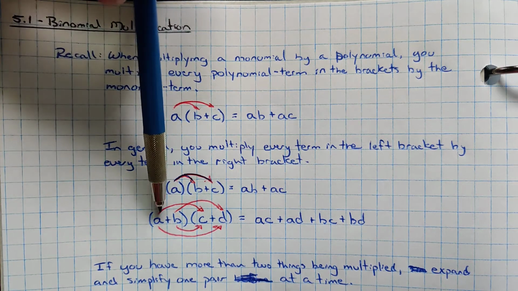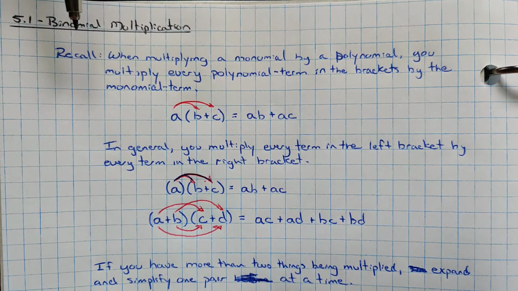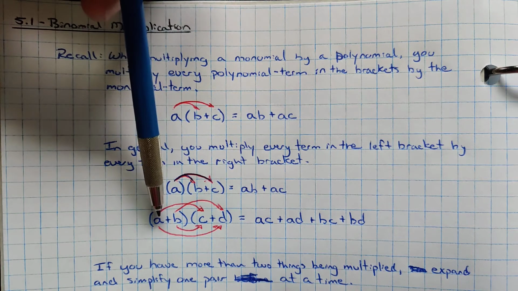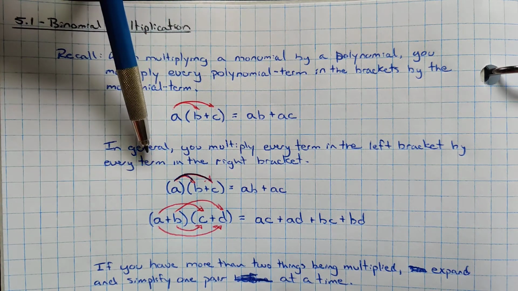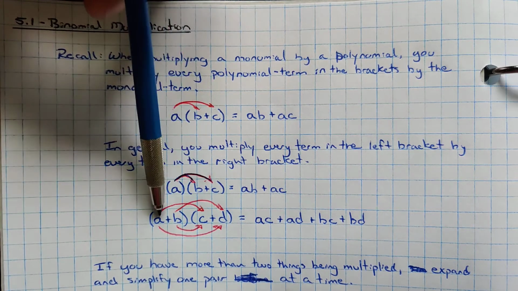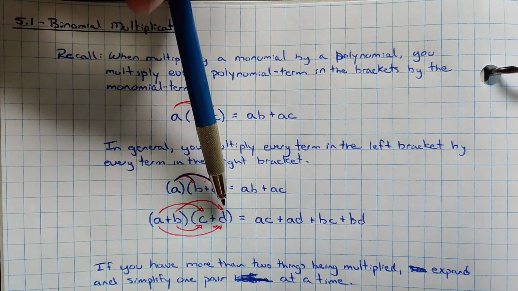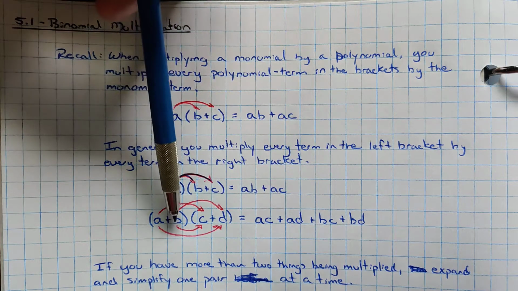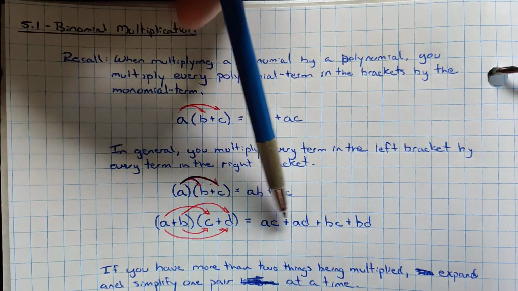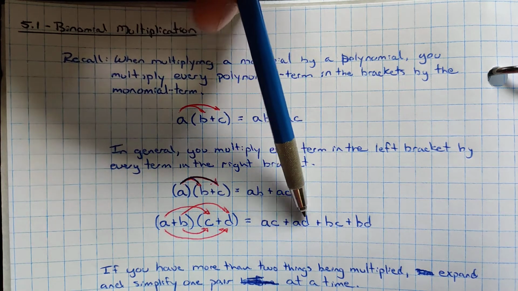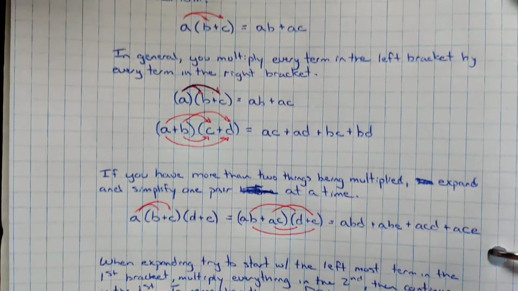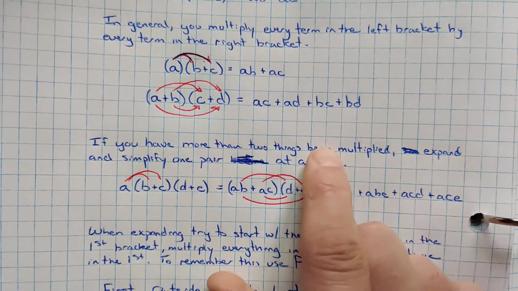Thus, if we had two binomials in our brackets instead of a monomial in the first one, we multiply every term in the left bracket by every term in the right bracket. So we multiply a by c and a by d, then b times c and b times d. We've multiplied every term in the left bracket, a and b, by every term in the right bracket, c and d.